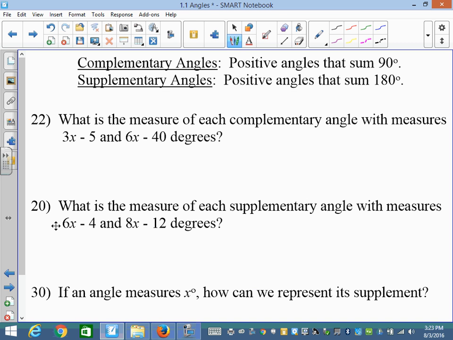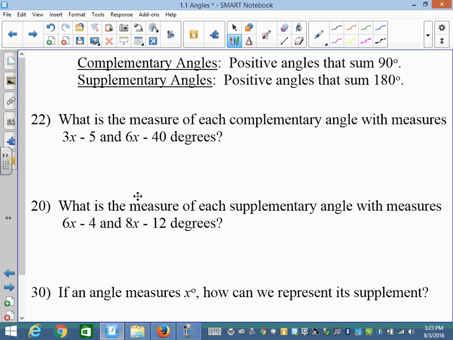Complementary angles, these again from geometry and before, are positive angles that have a sum of 90 degrees, and supplementary angles are positive angles that sum up to 180 degrees. There are many ways to remember complementary and supplementary, so really it's up to you to try and get that in your head. We'll work on it if we have to.